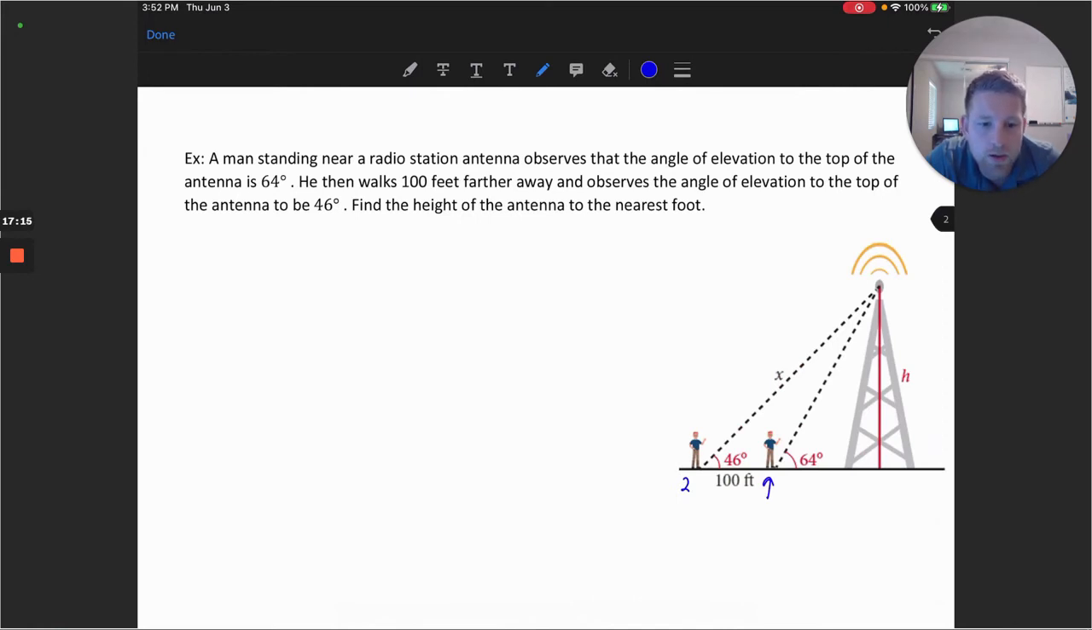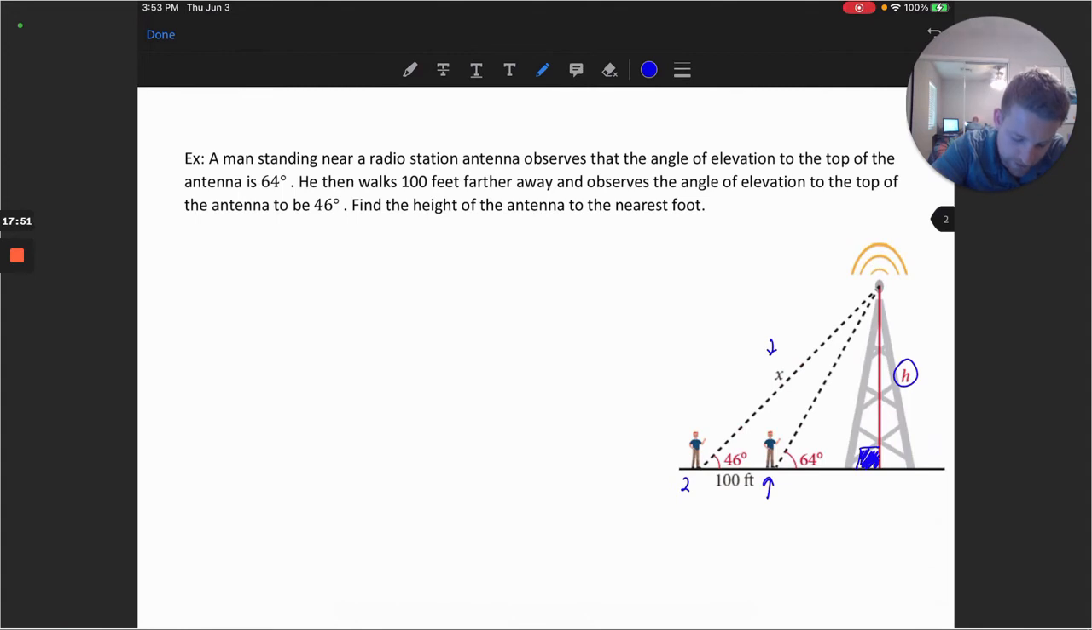Okay, so let's consider what we have here. If we can solve for the height of an antenna. One thing that we might want to solve for first is x, because eventually we'd like to have a ratio for this big right triangle. So let's think about the end of this problem. Our goal is to find the height h.